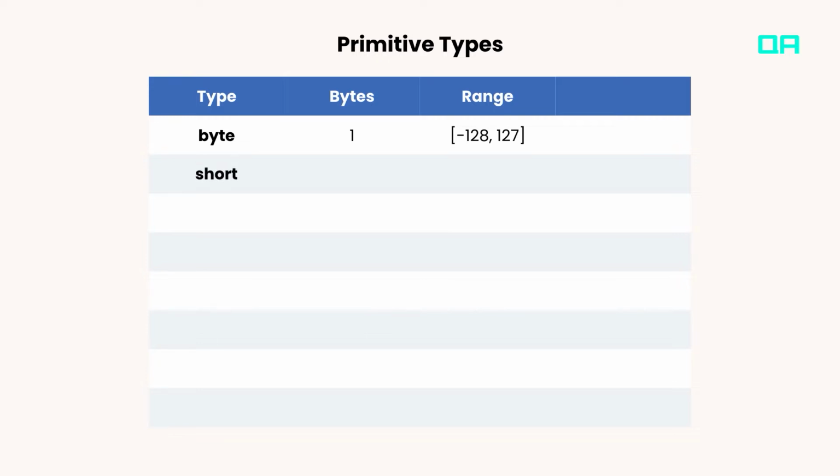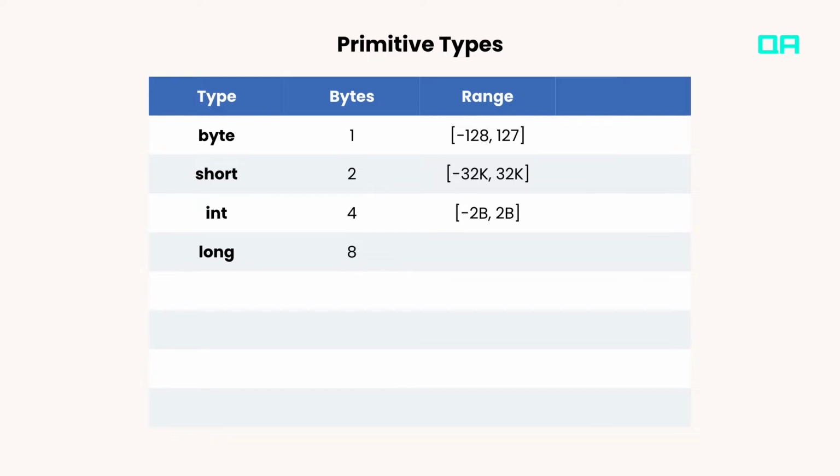So next we have short, which takes 2 bytes. And with this, we can store values up to 32,000. Next, we have integer, which we have seen before. Integers take 4 bytes of memory and allow us to store values up to 2 billion. Then we have long, which takes 8 bytes. And with this, we can store even larger numbers. Now, all these types are for storing whole numbers that don't have a decimal point.